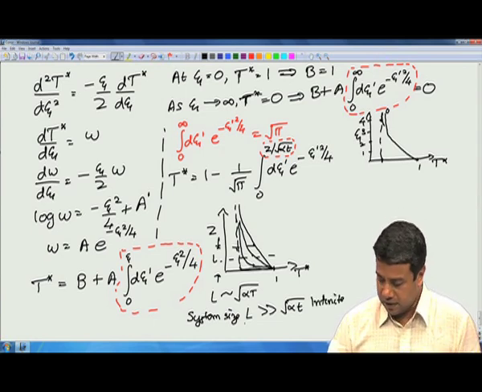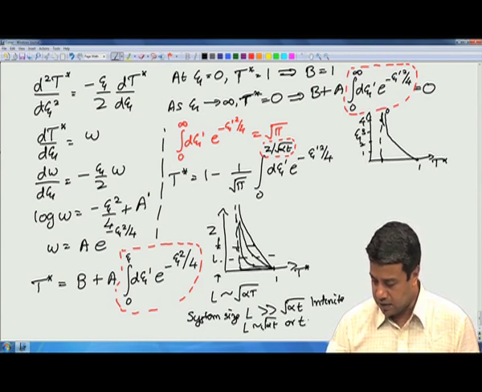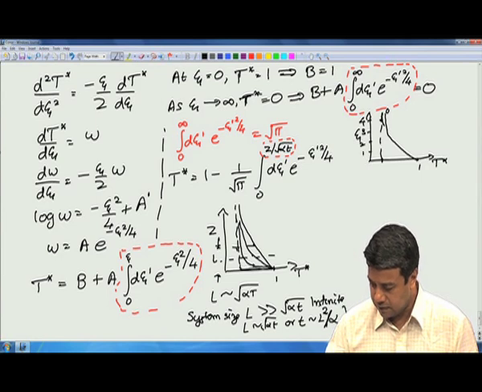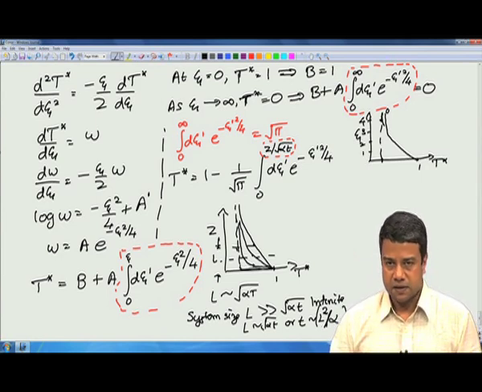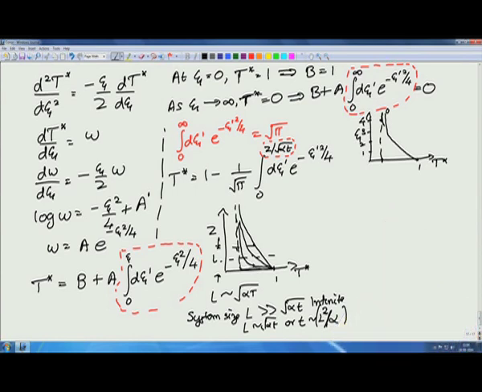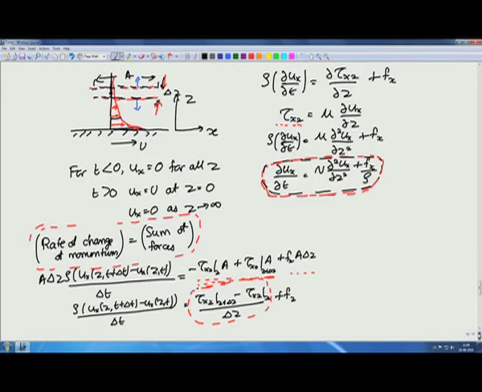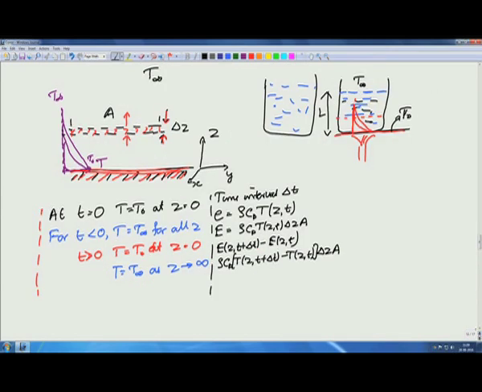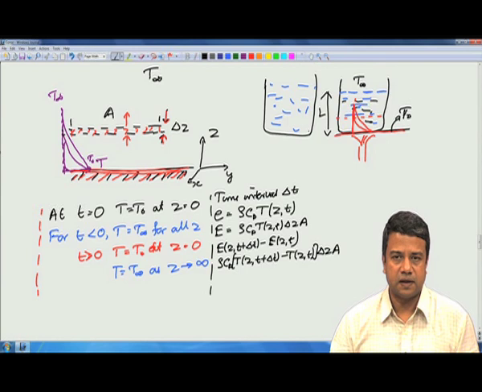When L becomes comparable to root alpha t, or t scales as L square by alpha. Alpha is a thermal diffusion coefficient. It has dimensions of length square per time. So, if you take L square by alpha, you get a time. So, for time small compared to the thermal diffusion time across this length L, you can consider the fluid to be infinite.